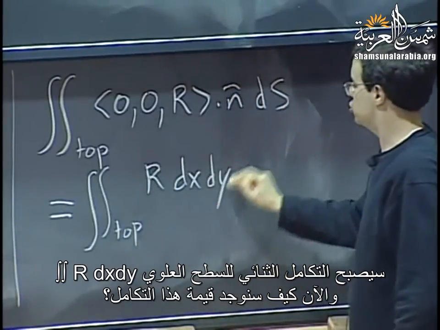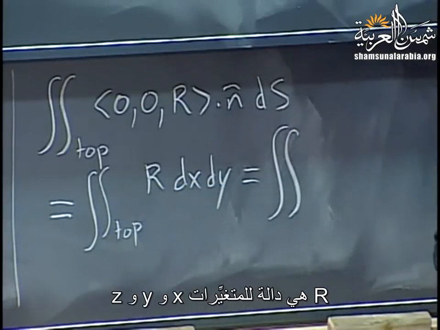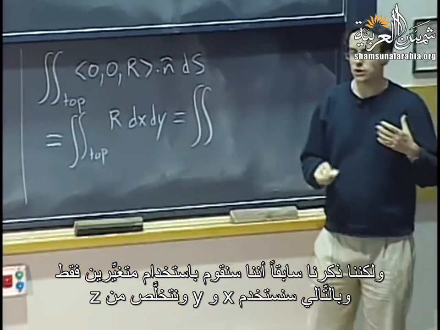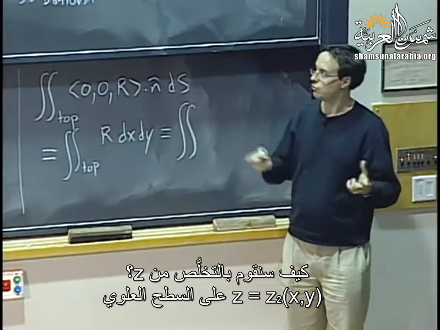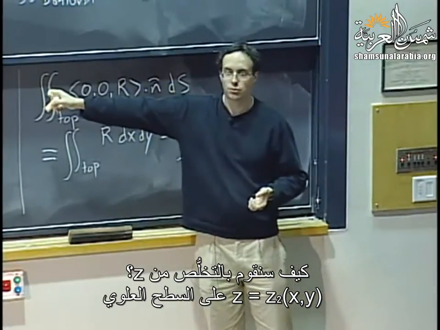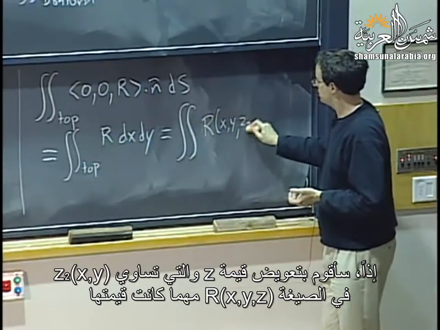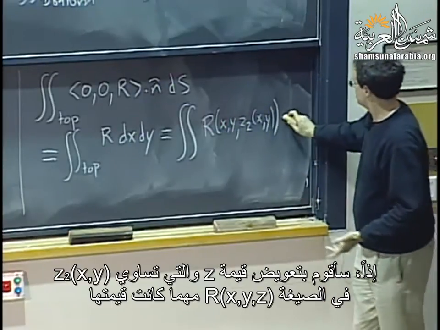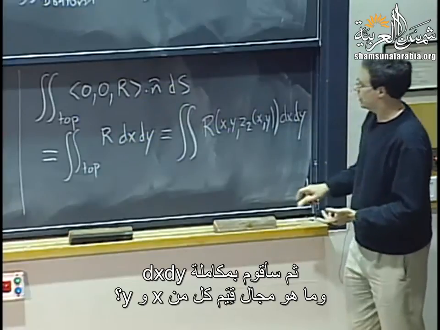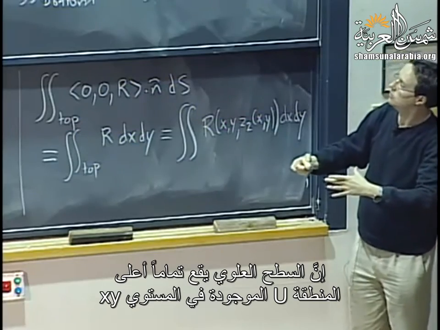And now how do we evaluate that actually? Well, so r is a function of x, y, z. But we said we have only two variables that we're going to use. We're going to use x and y. We're going to get rid of z. How do we get rid of z? Well, if we're on the top surface, z is given by this formula, z2 of x, y. So I plug z equals z2 of x, y into the formula for r, whatever it may be. Then I integrate dx dy. And what's the range for x and y? Well, my surface sits exactly above this region U in the xy plane, so it's a double integral over U.